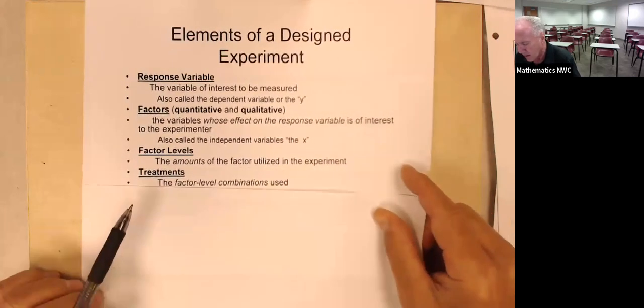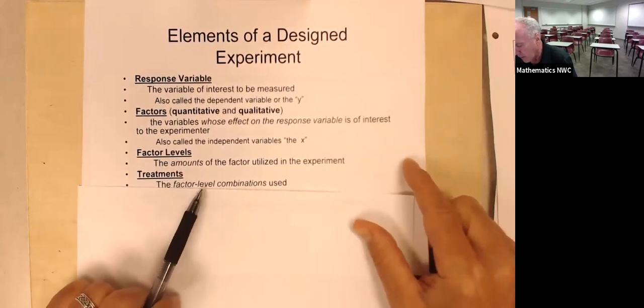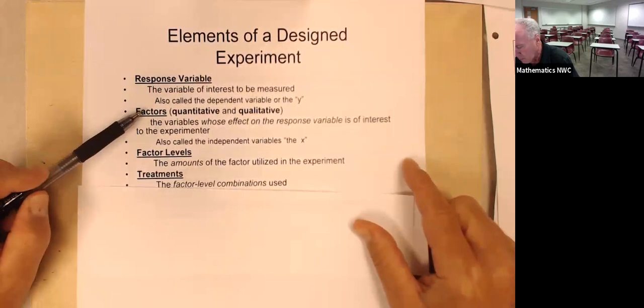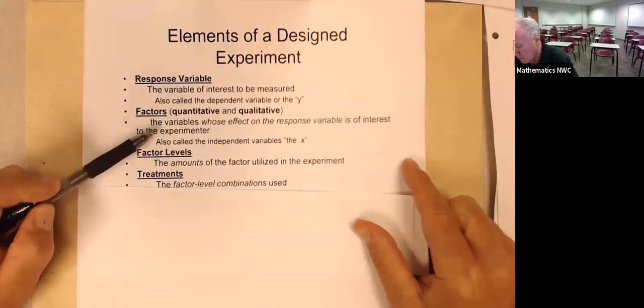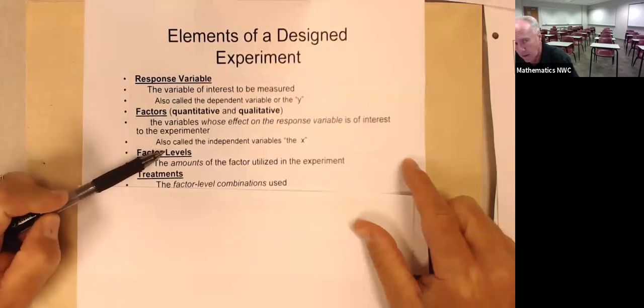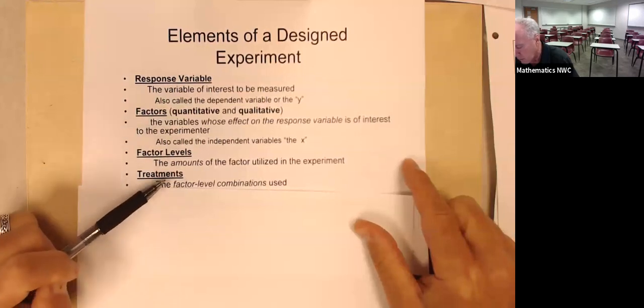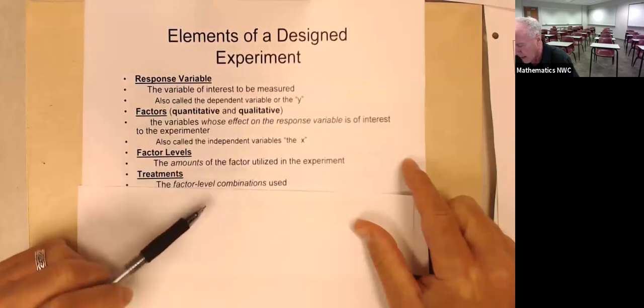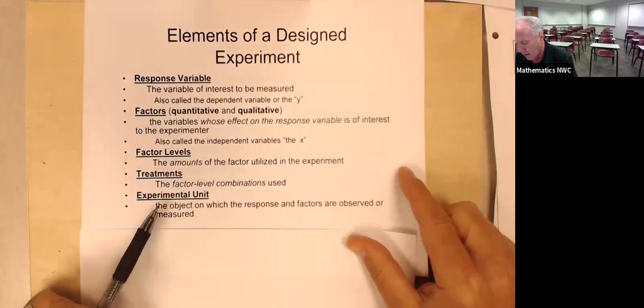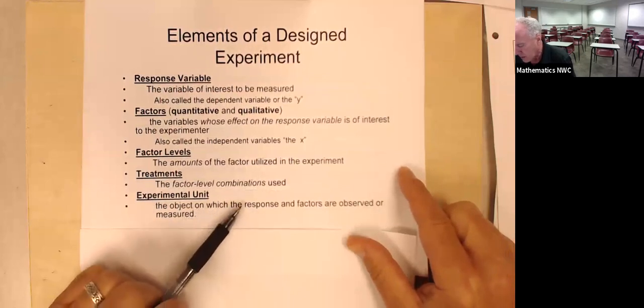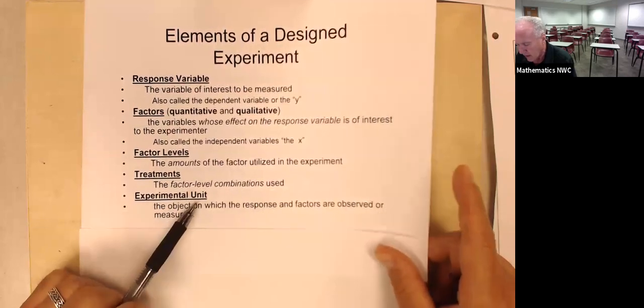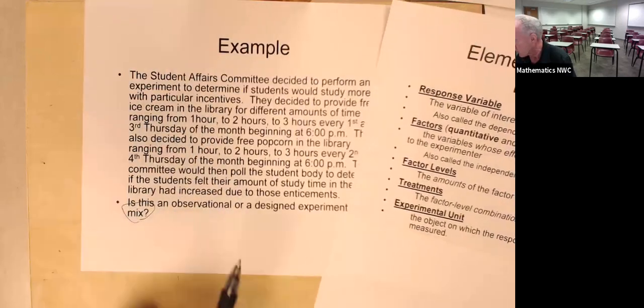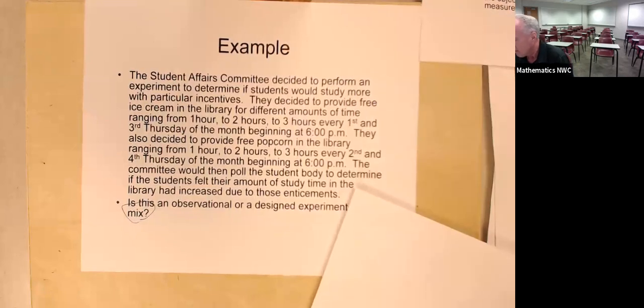So then the treatments are the combination of the factor level. For example, free ice cream for 1 hour, free ice cream for 2 hours, free ice cream for 3 hours, free popcorn for 1 hour, free popcorn for 2 hours, free popcorn for 3 hours. Those would have been the 6 different treatments. All of them are the different combinations that we could put out there. The experimental unit is the object that we're looking to see if it's changing. In our case, the experimental unit is each individual student. Pretty straightforward and easy, I think, for the most part.